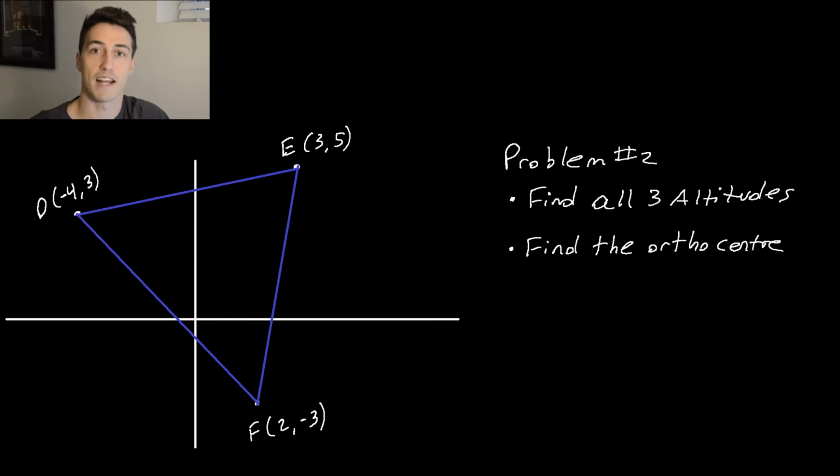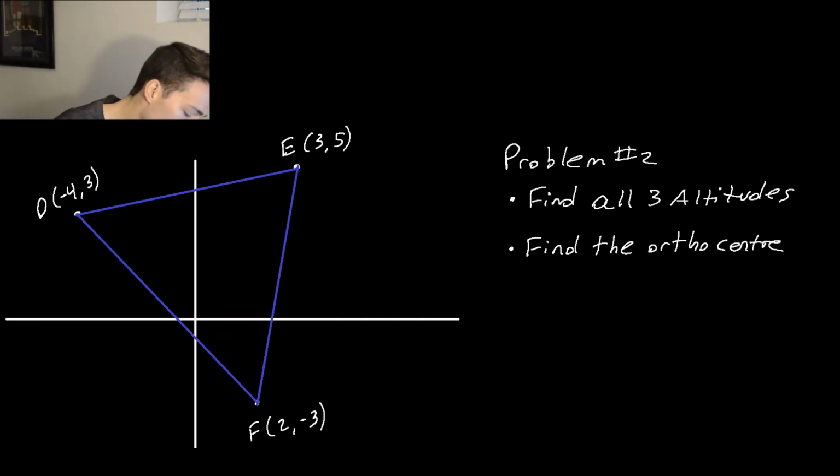And when they intersect, they form different points. In this case, it's the orthocenter. So, to get the altitude, what defines an altitude is a right angle, or a perpendicular line, from one of the sides of the triangle to its opposite vertex. So, we're going to find a line that is perpendicular to DE.